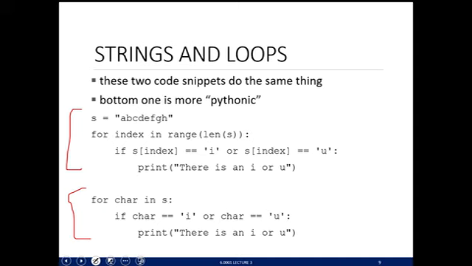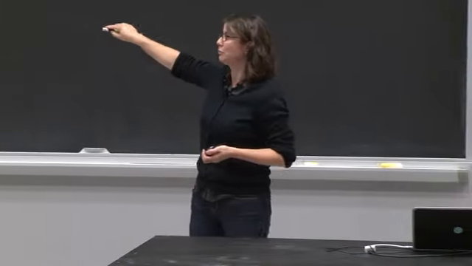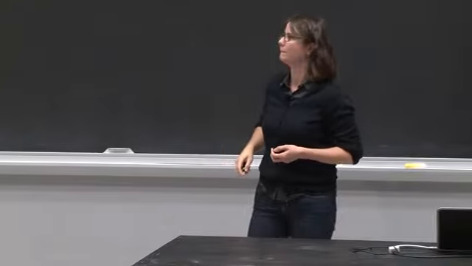If I were to read this one just using the keywords and variables here, it would sound like broken English, right? But you could decipher what I'm trying to say. For a char in a string S, if the char is equal to I or a char is equal to U, print there is an I or a U. Okay, sounds weird, but you could probably tell what I was trying to do here.